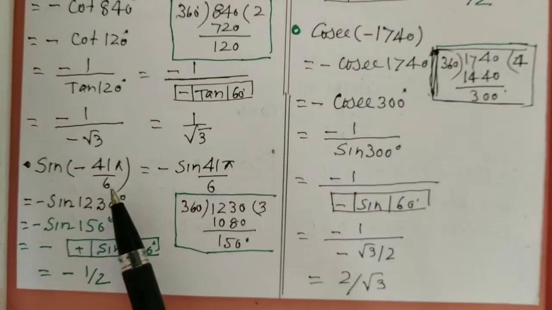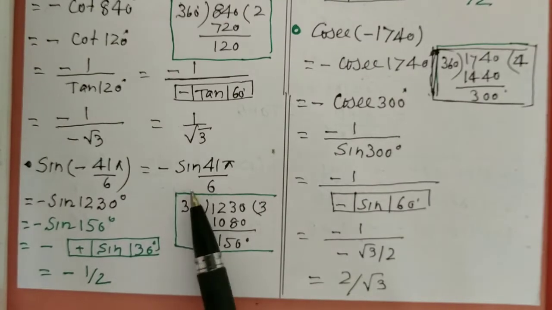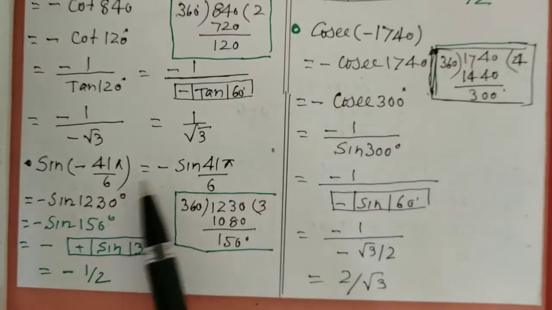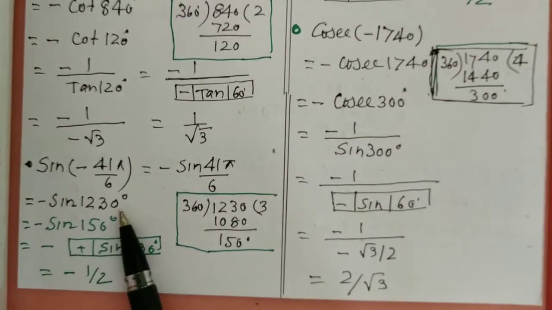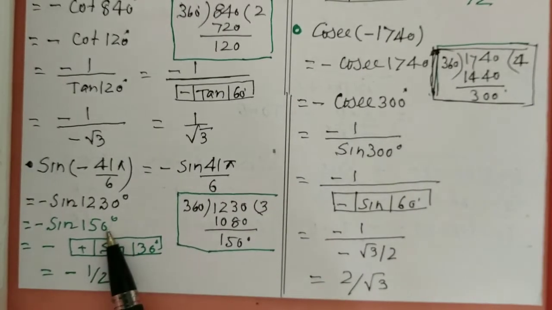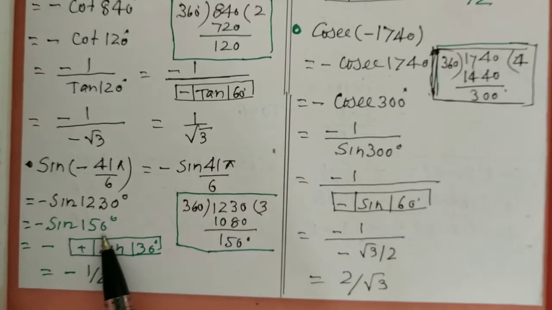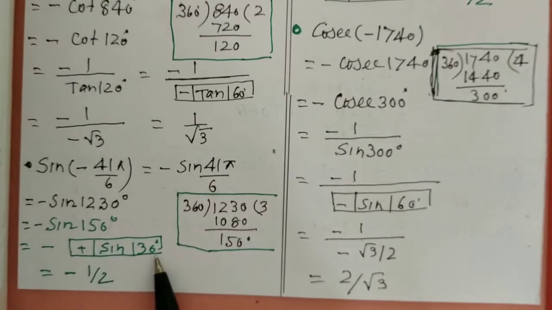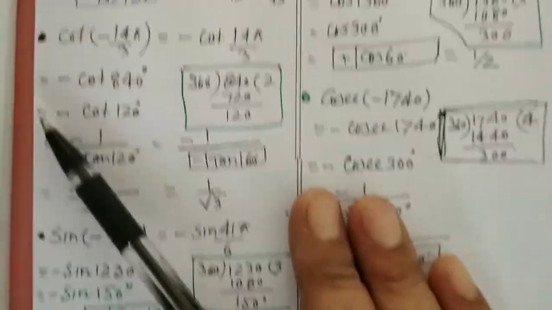Now sine of minus 41 pi by 6. The minus comes out, since sine minus theta is minus sine theta. Divide by 360, the remainder is 150. 150 is the effective angle, so deviate by 180, it becomes 60. So this is minus 1 by 2.